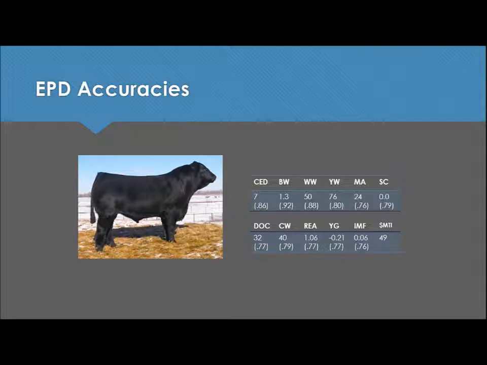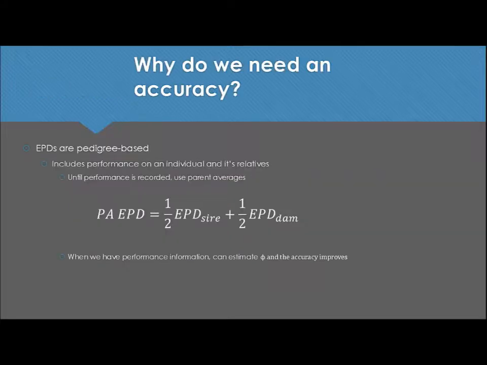So the other value associated with EPDs that often gets forgotten, I think, are the EPD accuracies, and they're really, really important management tools. So of course we've got a bull here, EPDs on the top, accuracies on the bottom, and we're going to talk a little bit about those accuracies. EPDs in the traditional sense, so Allison's going to talk about how genomics fits into that piece, but to begin with, let's just talk about our traditional EPD evaluation where we have pedigree data.